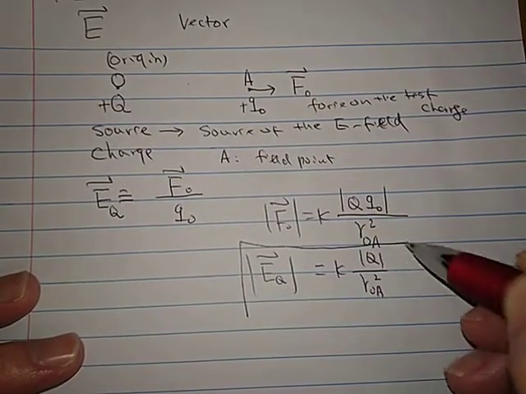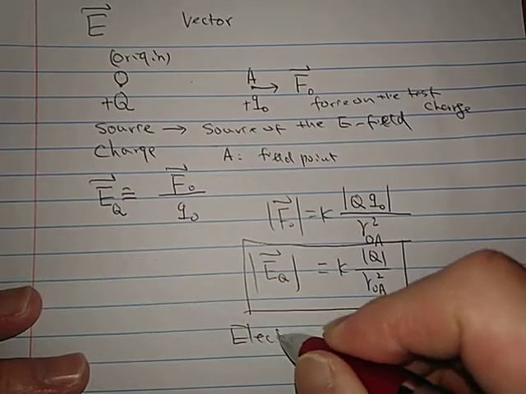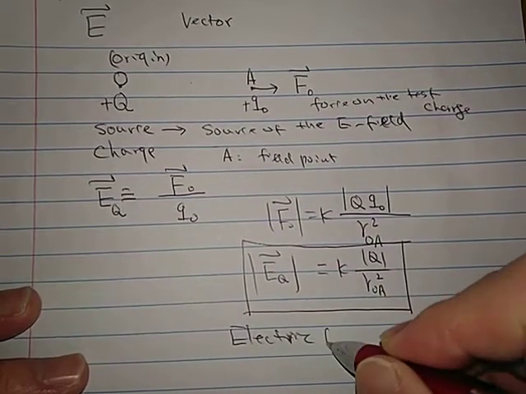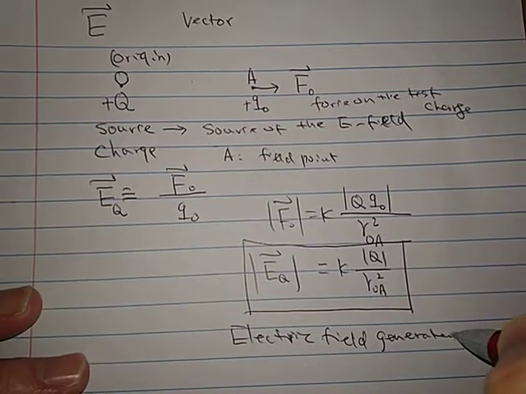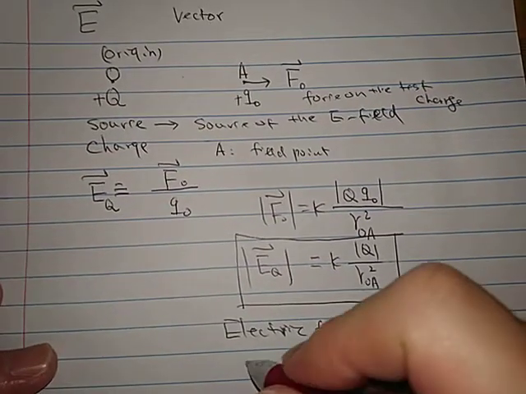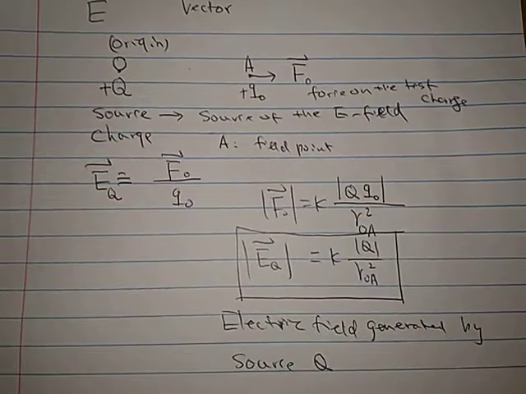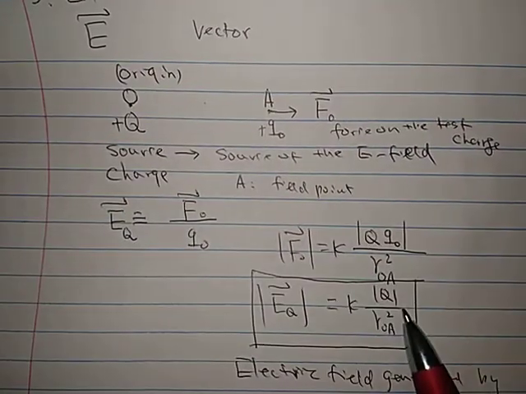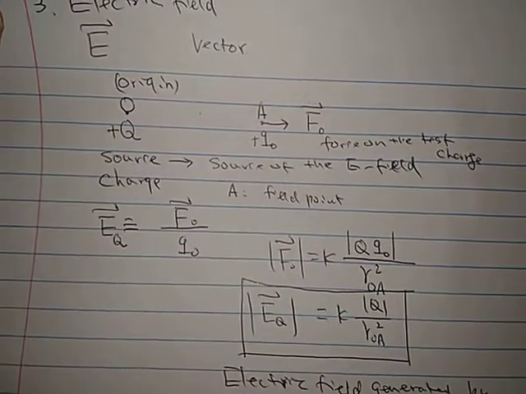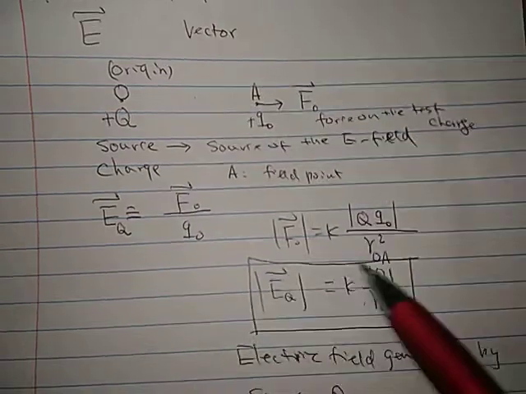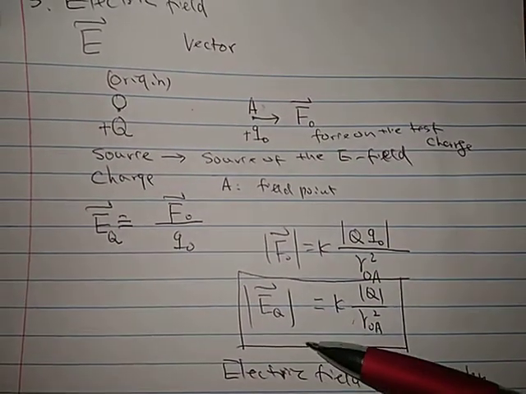This equation is the electric field generated by my test charge. Oh, my source charge, Q. So you see there's nothing to do with the Q0 anymore because it's a ratio, proportional. It cancels out. If this cancels out, this means the Q0 disappears from my equation.